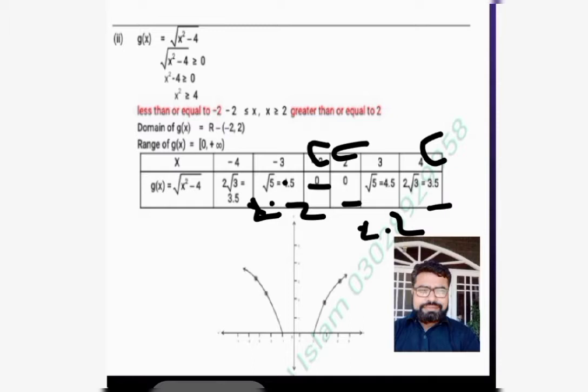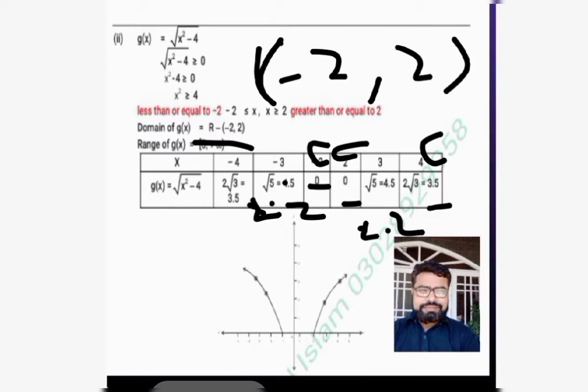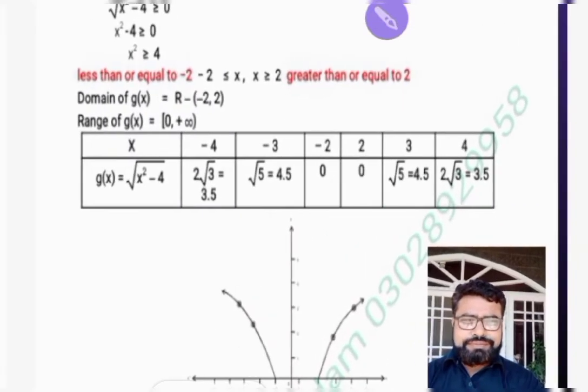Now we have excluded these values, and symbolically we will write the set of real numbers minus the interval minus 2 and 2. A small bracket means not included. Between minus 2 and 2 there is no domain, so we subtract the interval from R. This is the domain and range.